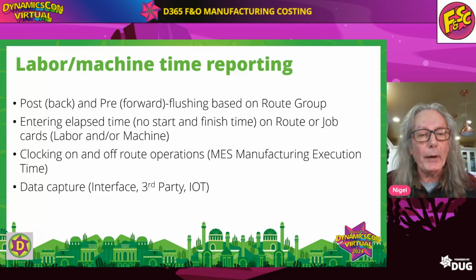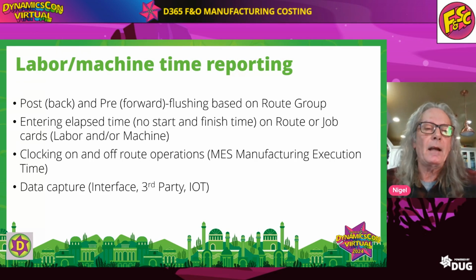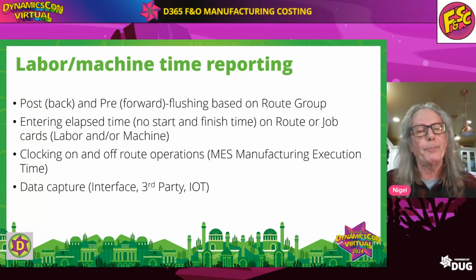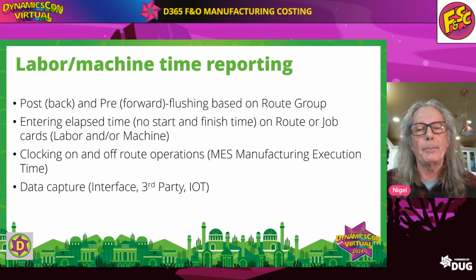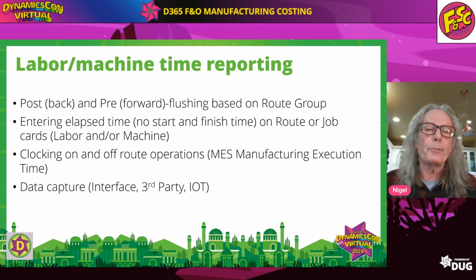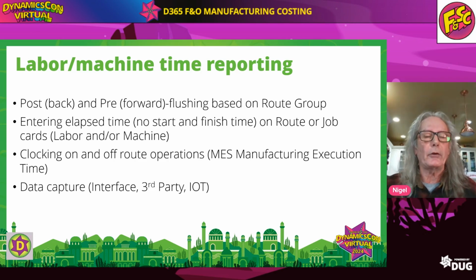Labor and machine time reporting. I'm a big fan, other things being equal, of back flushing, but you can pre-flush based on the route group that your routing step is tied to. Keep in mind, if you pre-flush, you're pretty much guaranteed that you're going to drive inventory negative. You could also enter an elapsed time on the route or job cards. So you're basically saying after the fact, okay, this step took this amount of time, and post it on a route card or a job card.